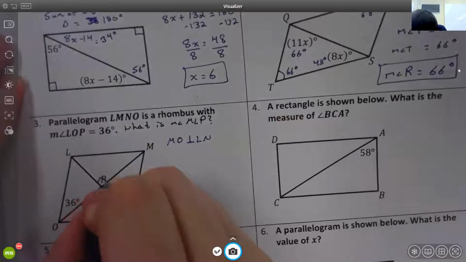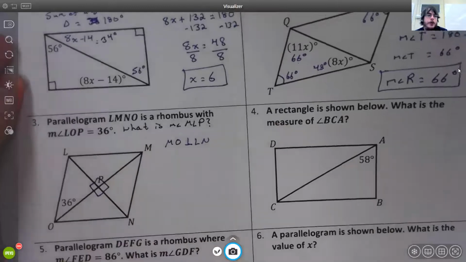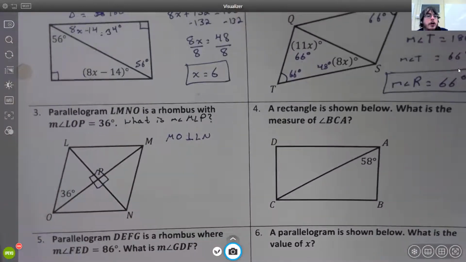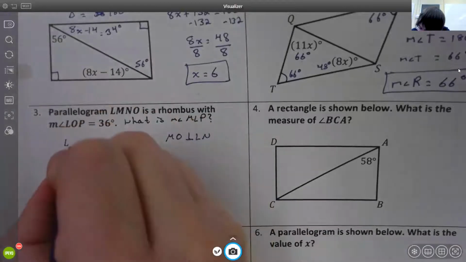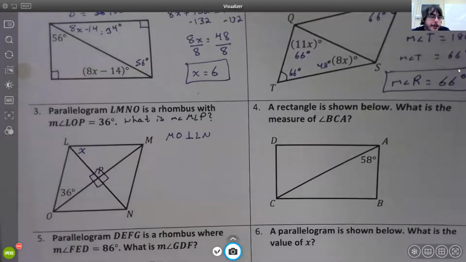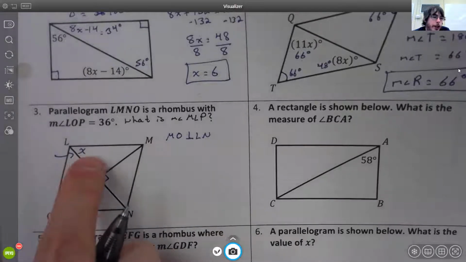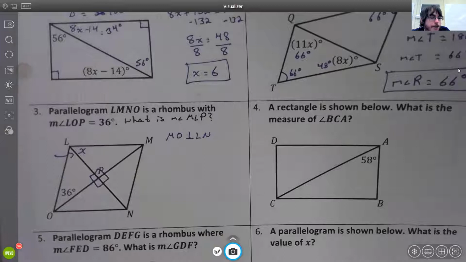So right here, we have a bunch of 90-degree angles. Now, we want to find MLP. MLP is right here. It's this angle there where that X is. It's not the whole thing, it's just part of it. Well, there's another property we know about diagonals in rhombuses, and that is that they bisect one another. So if we could find this angle here that's next to X, we know immediately what X is.